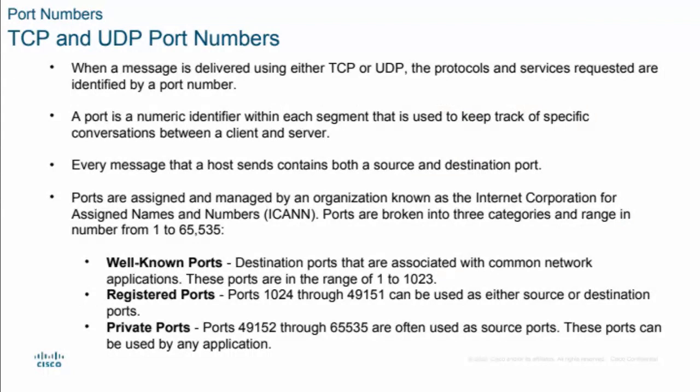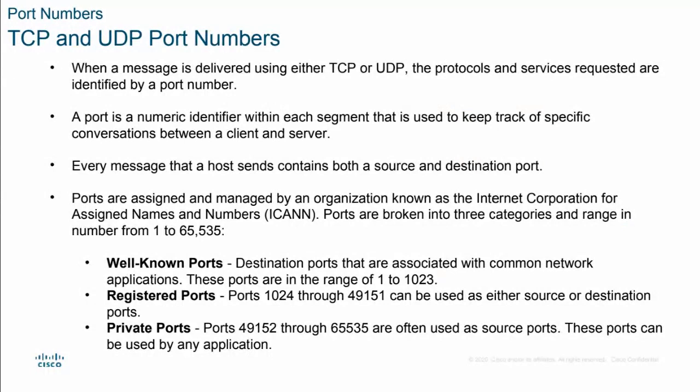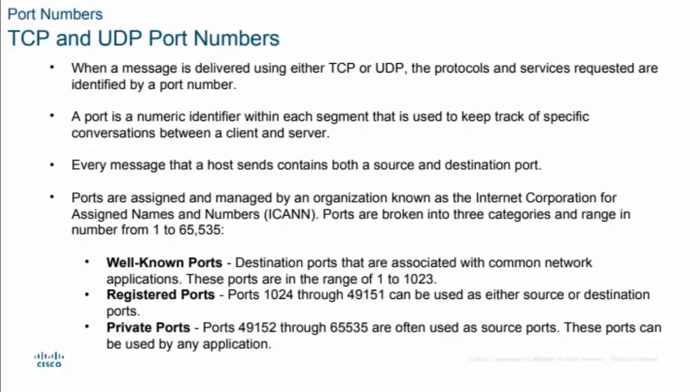We have some important and famous UDP and TCP port numbers. The ports are assigned and managed by ICANN, the Internet agency, and ports are broken into three categories. Well-known ports, such as for HTTP. Who knows the port for HTTP? 80. These are very common port numbers. Then we have registered ports, from 1024 to 49,151. And then we have private ports.